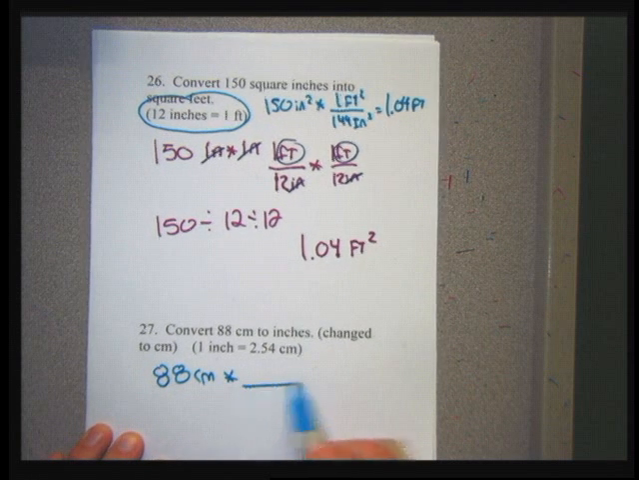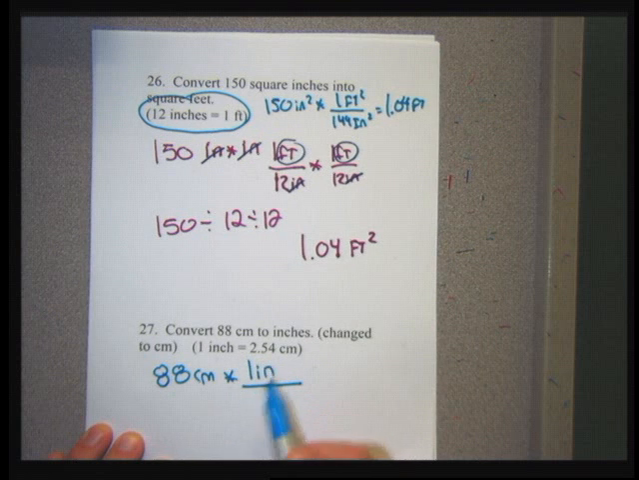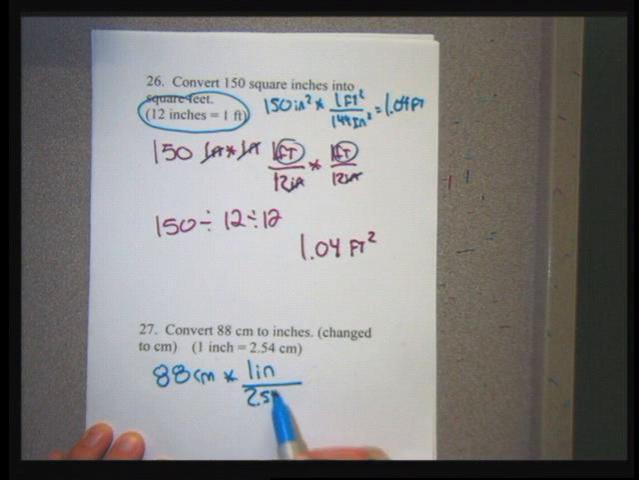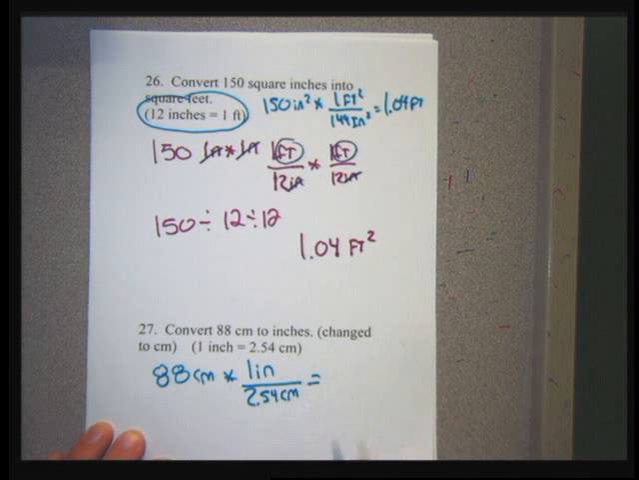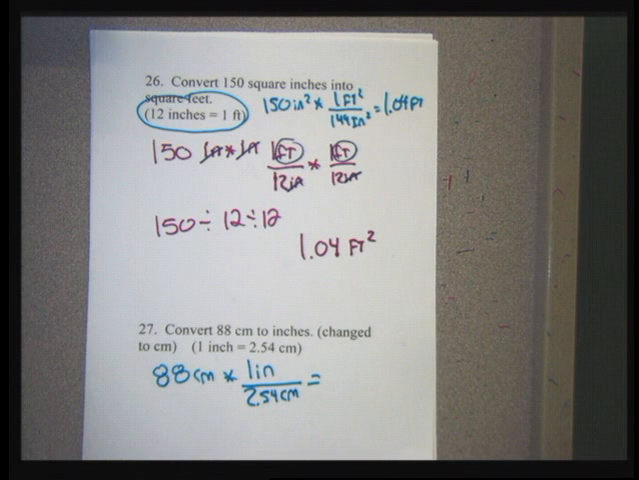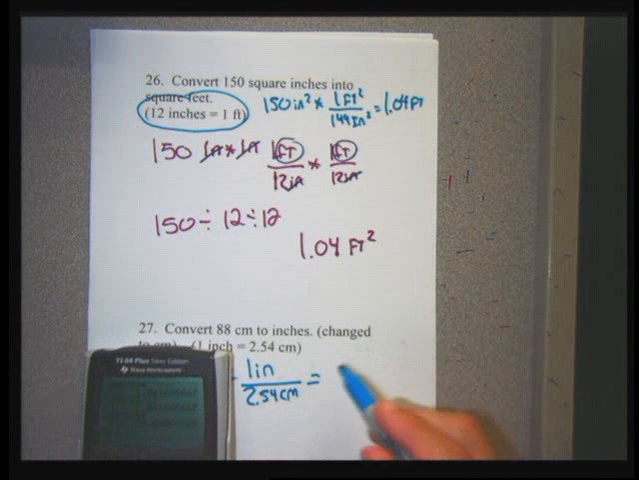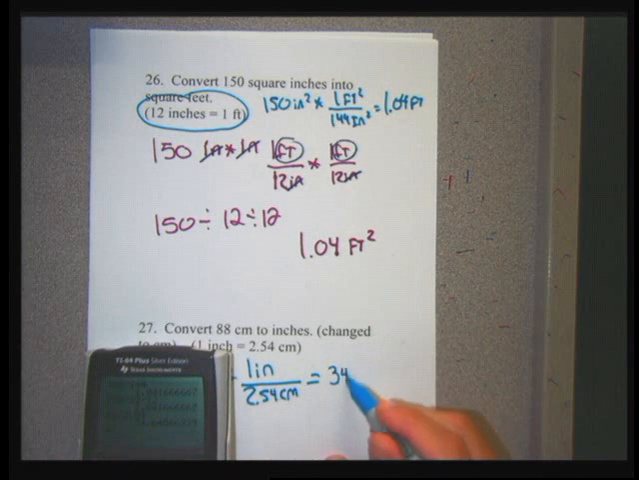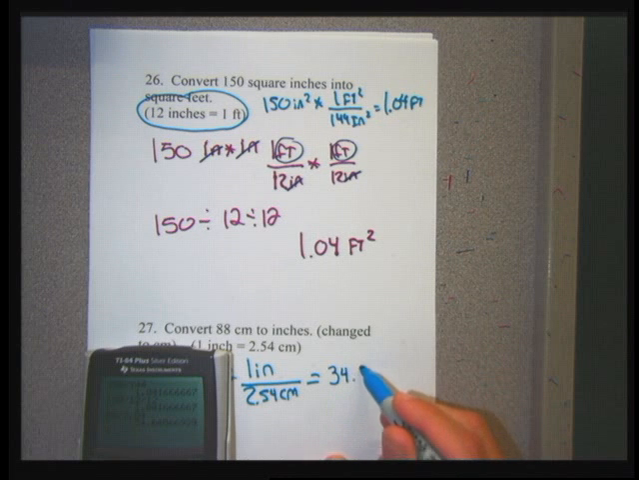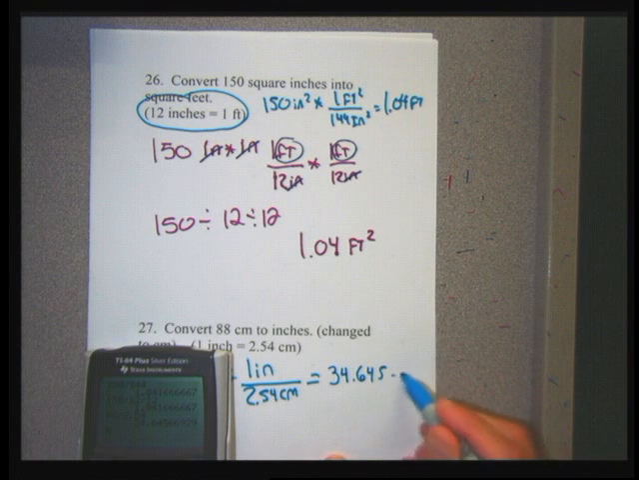I found the unit. The unit that I want is inches. The unit that I have is centimeters. So I'm going to take what I have, which is centimeters, put it low, and what I want, put it high. And to do this problem, I have to divide 88 by 2.54. When I divided 88 by 2.54, I got 34.645, and it goes on.